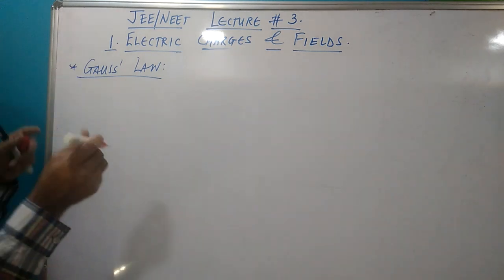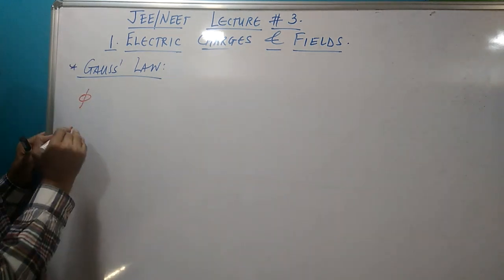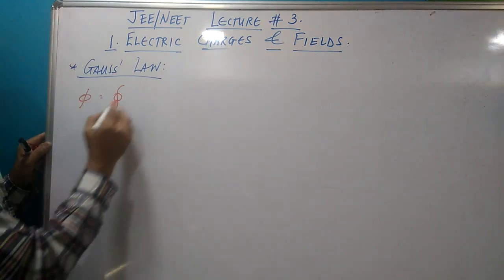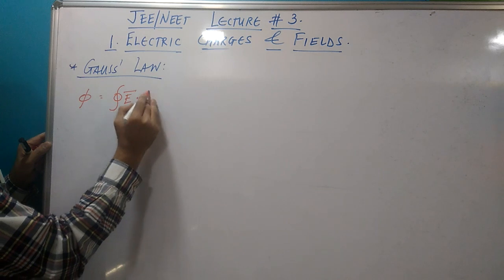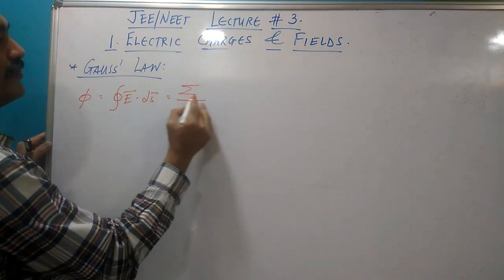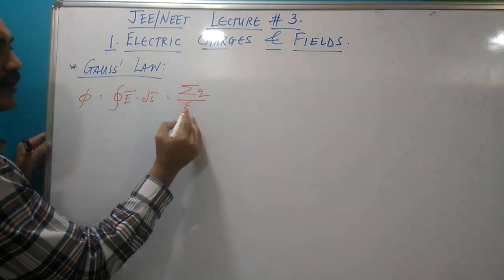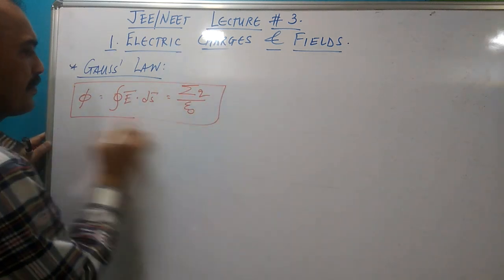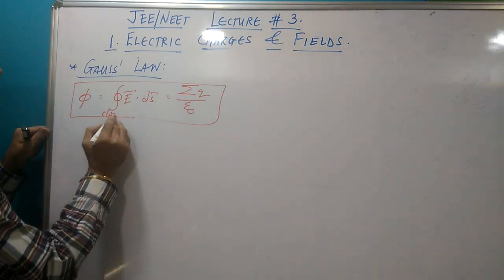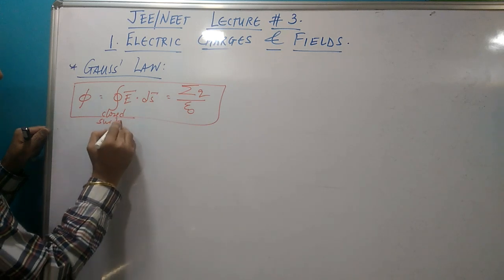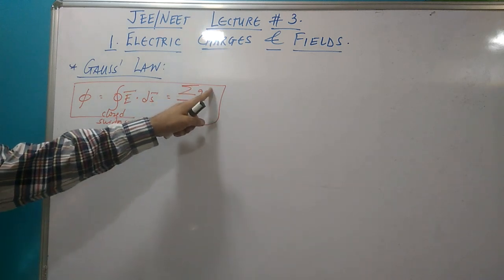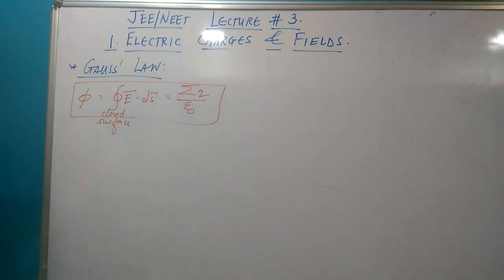So Gauss's law states that the amount of flux linked with any closed surface, now this is the integral over a closed surface, E bar dot dS bar, is the ratio of sigma q and epsilon 0. So the flux linked with a closed surface, let me write closed surface here so that there are no misunderstandings, is equal to the summation of all the charges divided by epsilon 0.